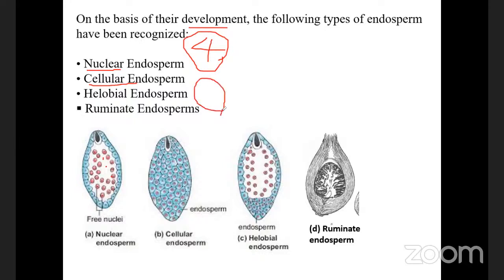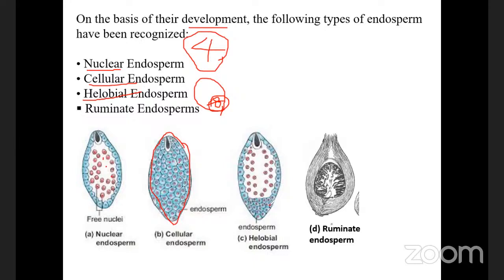In cellular endosperm, whenever the endosperm nucleus takes division, immediately after nuclear division it also takes cell division, so that each one becomes a separate cell. So the whole embryo sac is filled with endosperm cells, each cell with one nucleus. It is filled with cells. And then the third one is helobial.